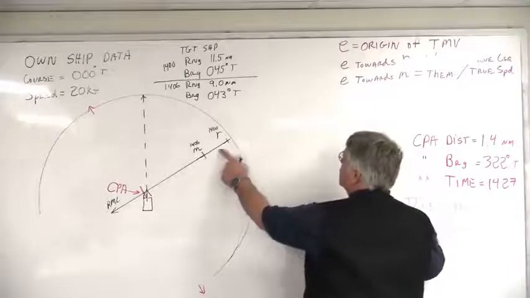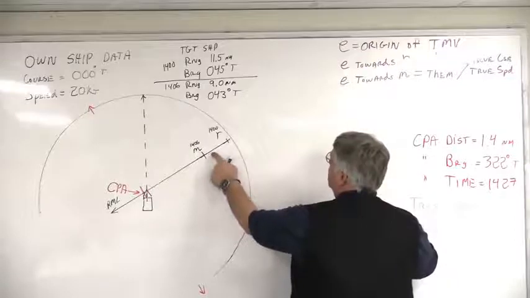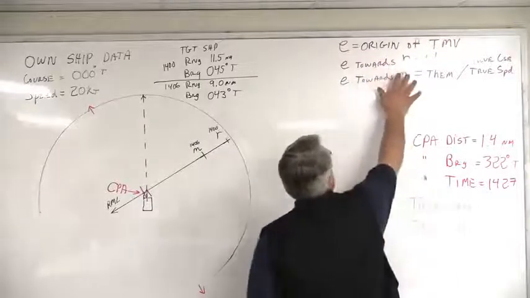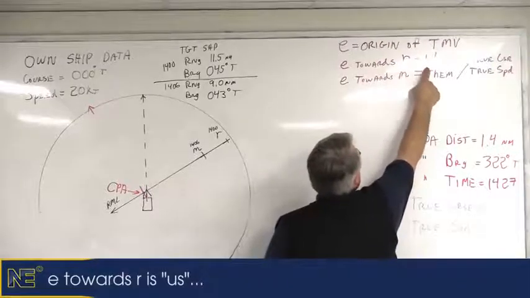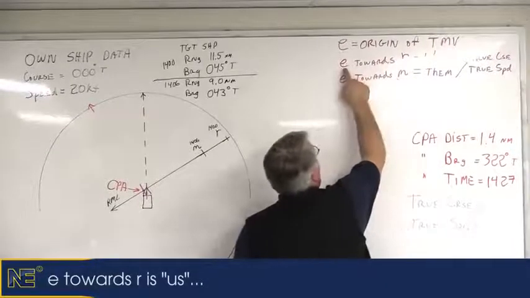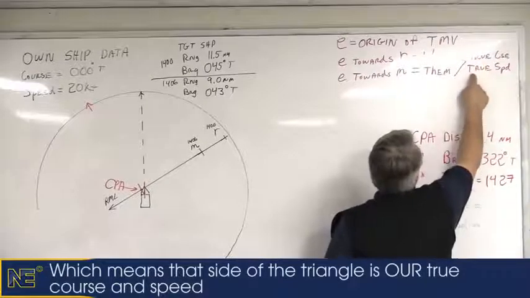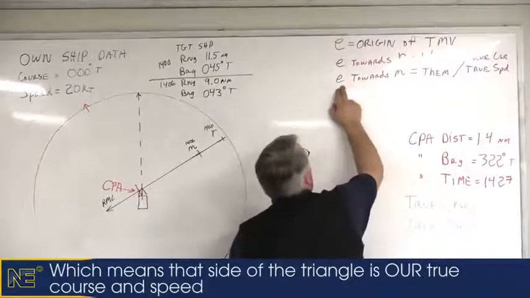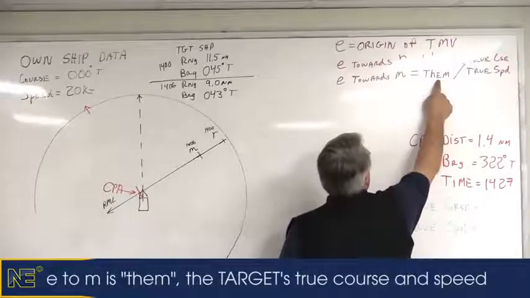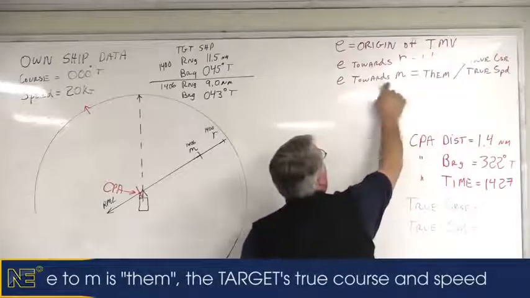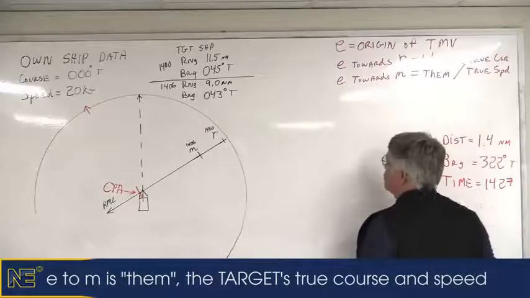Now, we have one side of the triangle, which was the relative motion side. The other two sides of the triangle are written up here on the board, and it says E towards R is us, meaning that the side of the triangle that's represented by E to R is our true course and true speed. The third side is E towards M, or them. So we have a little rhyme going on here. E towards M is them. And again, it's the target ship true course and true speed.